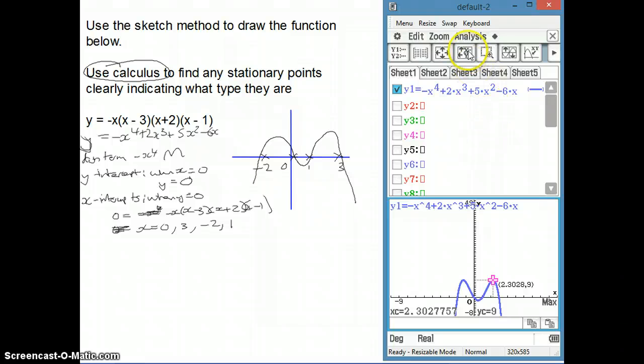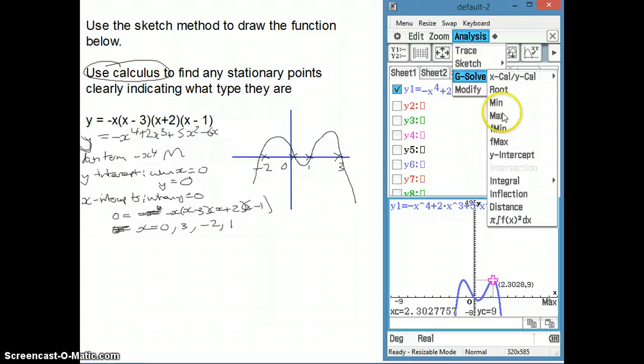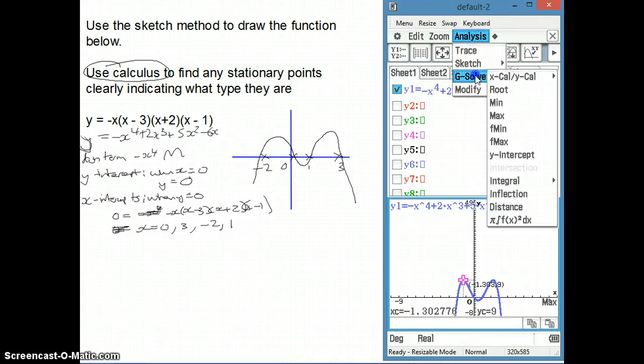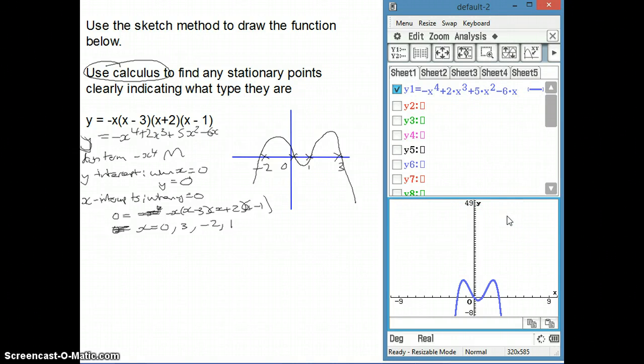There's also a minimum point. If we go to analysis gsolve min, oh sorry, I did max again. Analysis gsolve min. There we go, at 0.5 and negative 1.56, or negative 1.7.